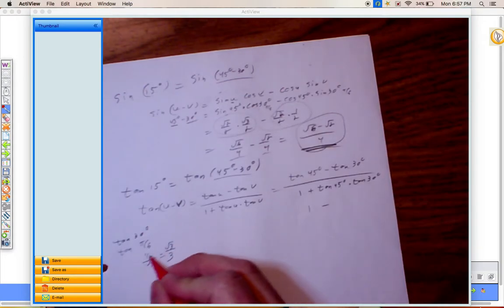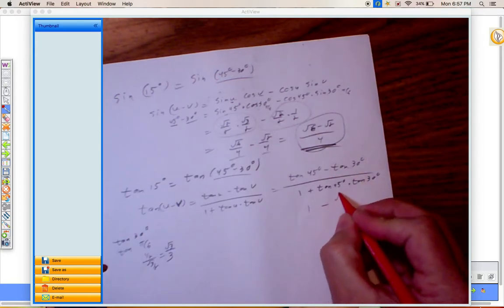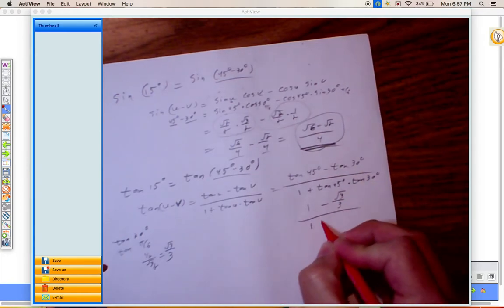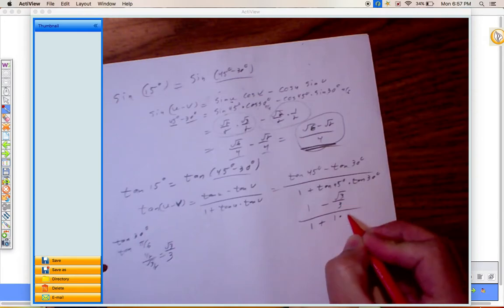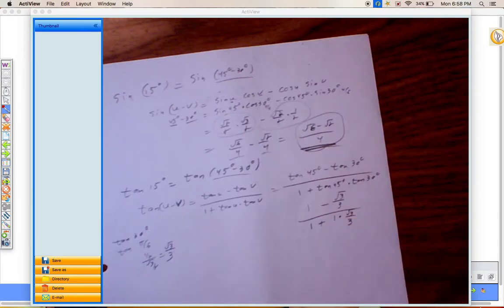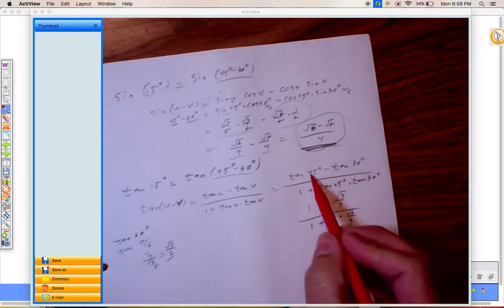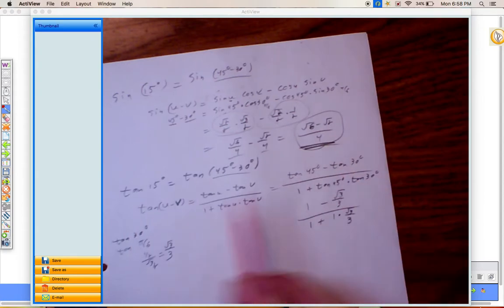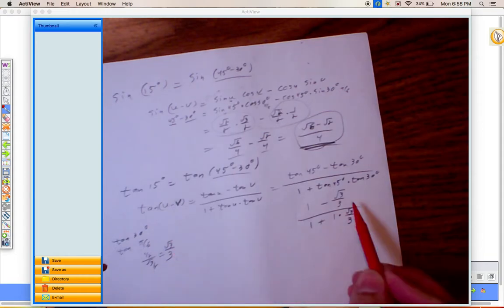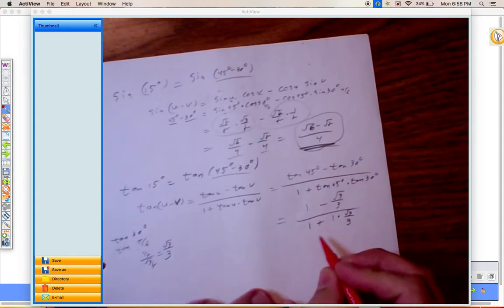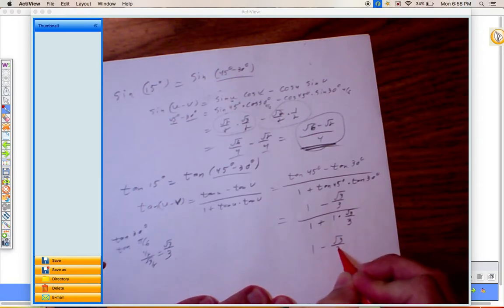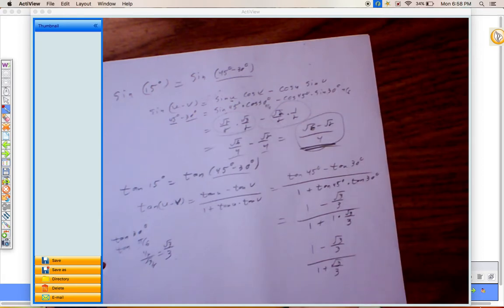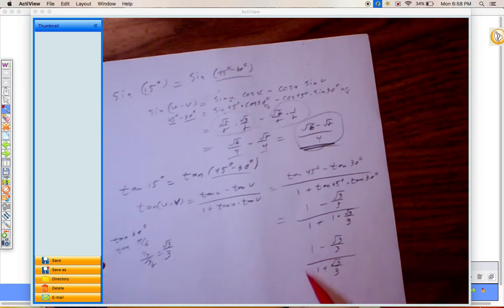We've done that, multiply by the reciprocal and clean it up. Square root of 3 over 3 divided by 1 plus 1 times square root of 3 over 3. Tangent of 45 is 1. Minus the tangent of 30 degrees, which is pi over 6, which is 1/2 over square root of 3 over 2, which is square root of 3 over 3. I fill in all those. Doing my math. 1 minus the square root of 3 over 3 divided by 1 plus the square root of 3 over 3. To clean this up, we have fractions and fractions and square roots in our denominator.